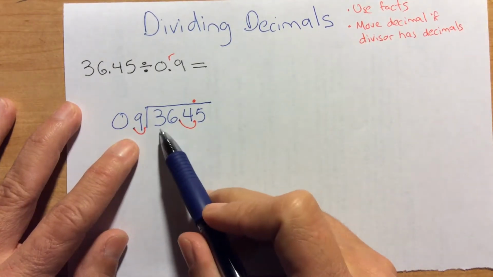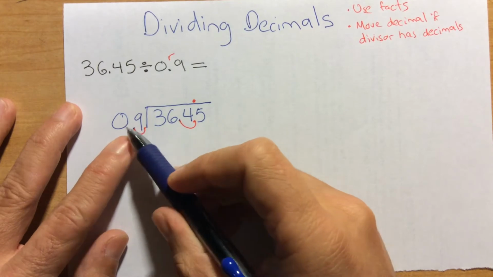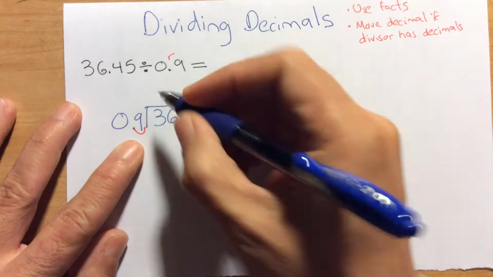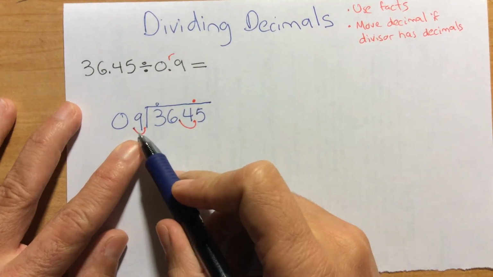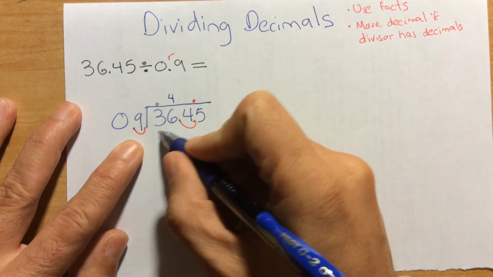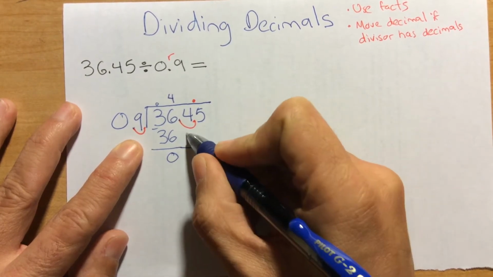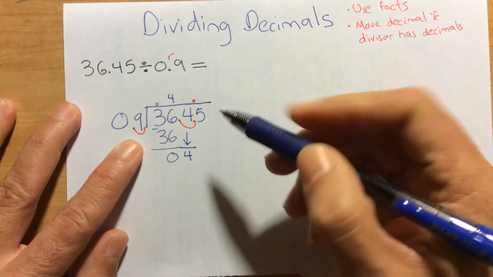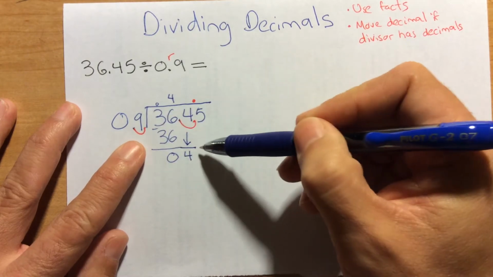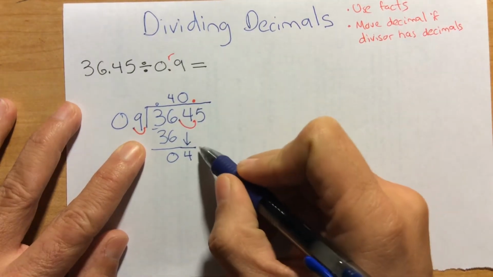Now it's going to be 364.5 divided by 9. So, how many times does the number 9 fit in 3? 0. How many times does the number 9 fit in 36? I'm going to go with 4 because 9 times 4 is 36. 36 minus 36 is 0. I'm going to take down the number 4. How many times does the number 9 fit in 4? 0, of course. And I have the decimal there.